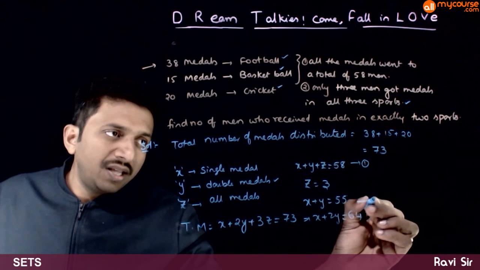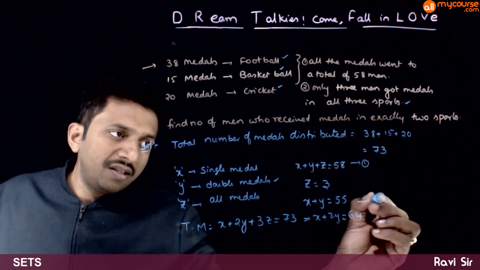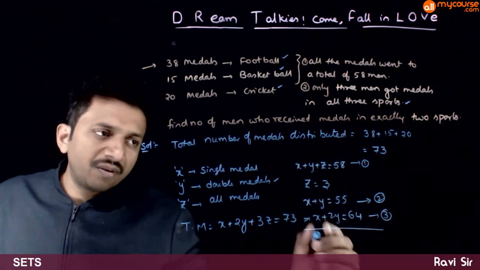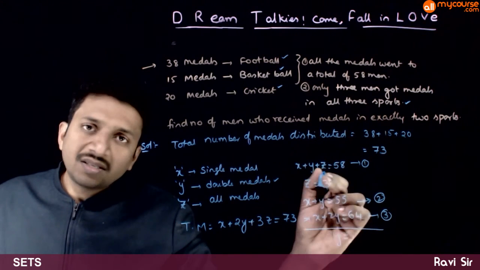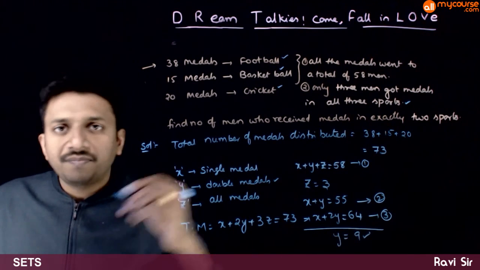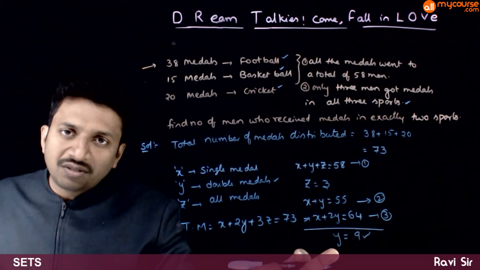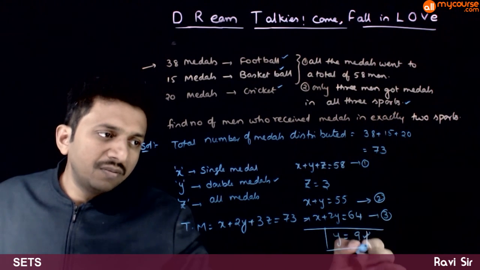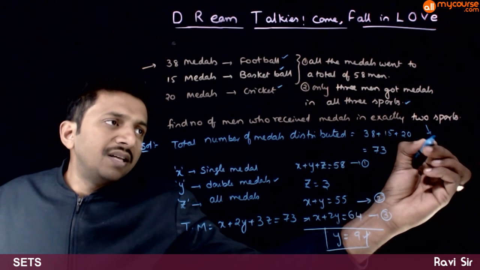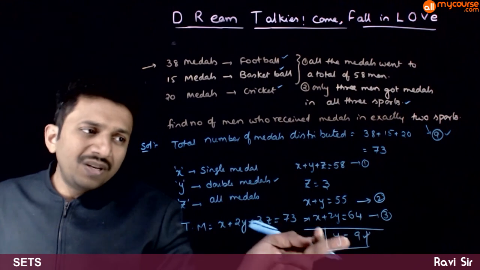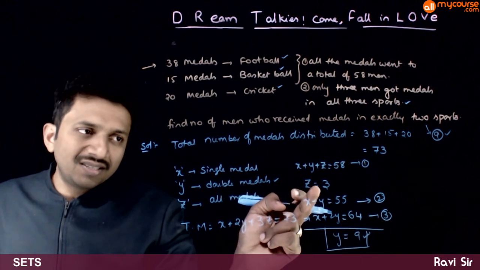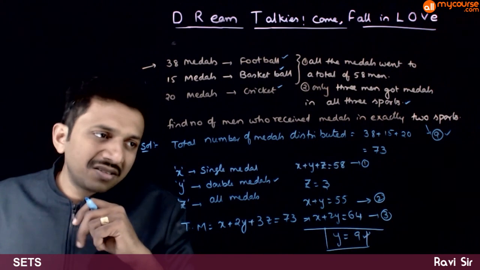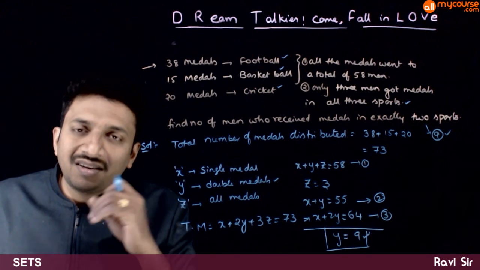Now you have one equation here, you have another equation here. Let us say that these two are equations 2 and 3. If you subtract one from the other, you get Y is equal to 64 minus 55. Y is what you're asked to find, that is the number of double medalists. So Y has to be equal to 9. So the answer is 9. How many single medalists? If you put Y is equal to 9, you get 46. So there are 46 single medalists, 9 double medalists, and 3 triple medalists.